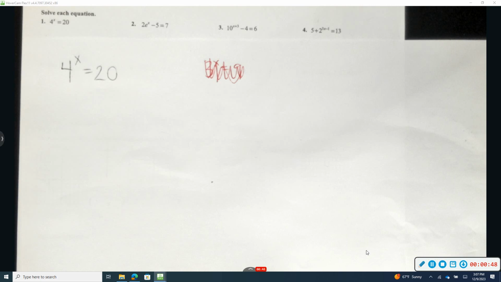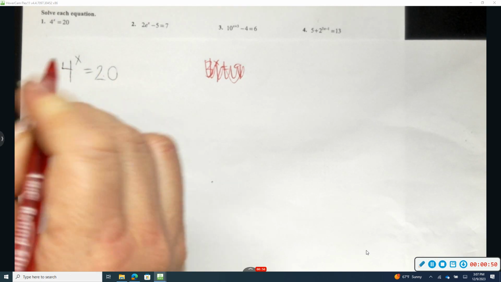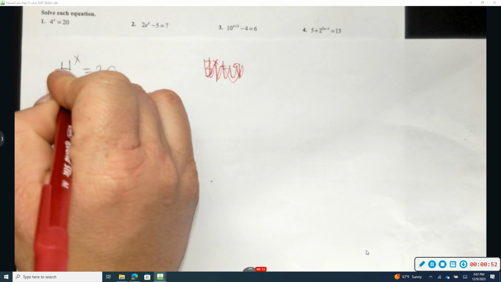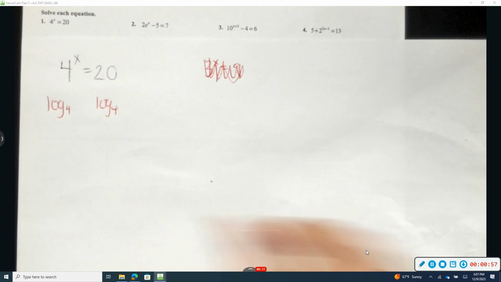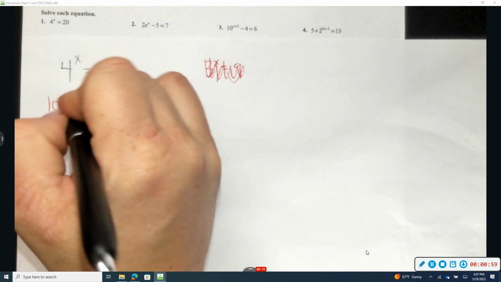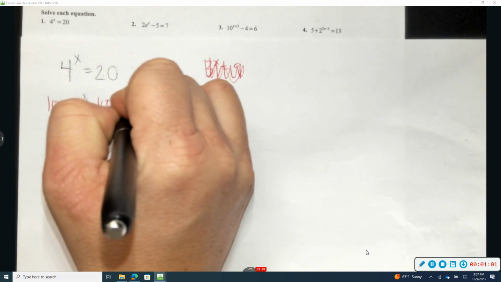So how do we solve? Whatever we do to one side, we must also do to the other side. I want to get rid of the 4, so I'm going to do log base 4 to both sides. And now I'm going to bring down exactly what was previously there. So we have 4 raised to the x equals 20.